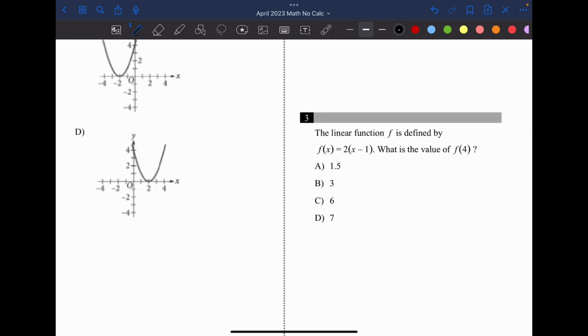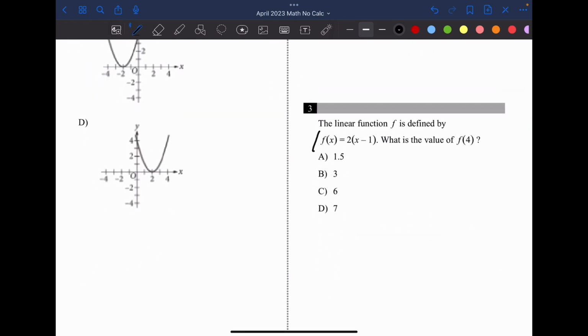Question number 3. The linear function f is defined by this. What is the value of f of 4? So to find that, so f of 4, you just plug in 4 into the equation. You get 2 times 4 minus 1, which is 2 times 3, which is equal to 6. So the answer is C.